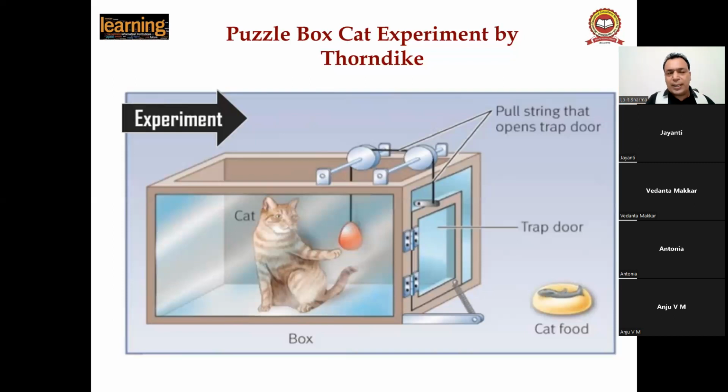So guys, what happened? Actually, there is one lever in the puzzle box. You can see the lever, right? So suddenly, the paw of the cat came on the lever. The door opens, and the cat comes out of the cage and gets the reward. Right, guys? So this was the first experiment of Thorndike.